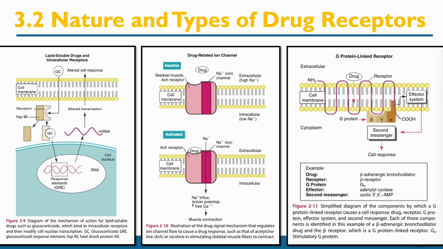Now, we move to the second topic, which is the nature and types of drug action. So, I have here 3 figures that I got from your textbook. This is the lipid-soluble drugs and intracellular receptors, the drug-related ion channel, and the G protein-linked receptor. So, by just looking at it, which looks like the fastest sa kanila? Which seems slow but long-lasting? So, later, we will look into each of these types.